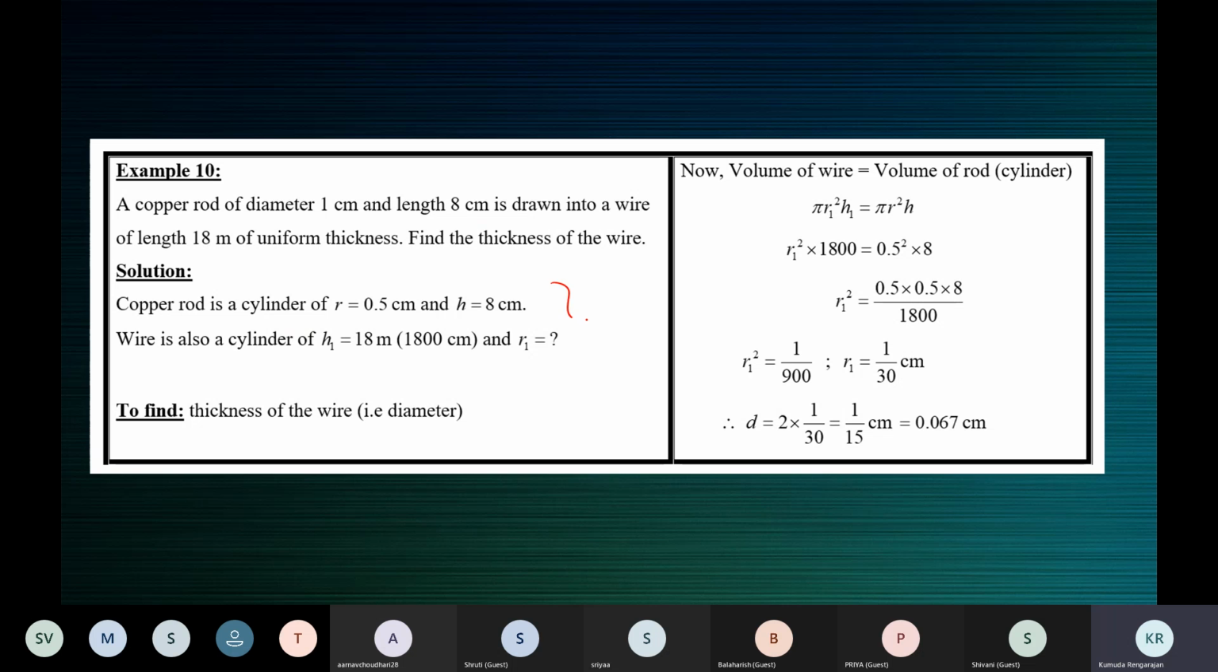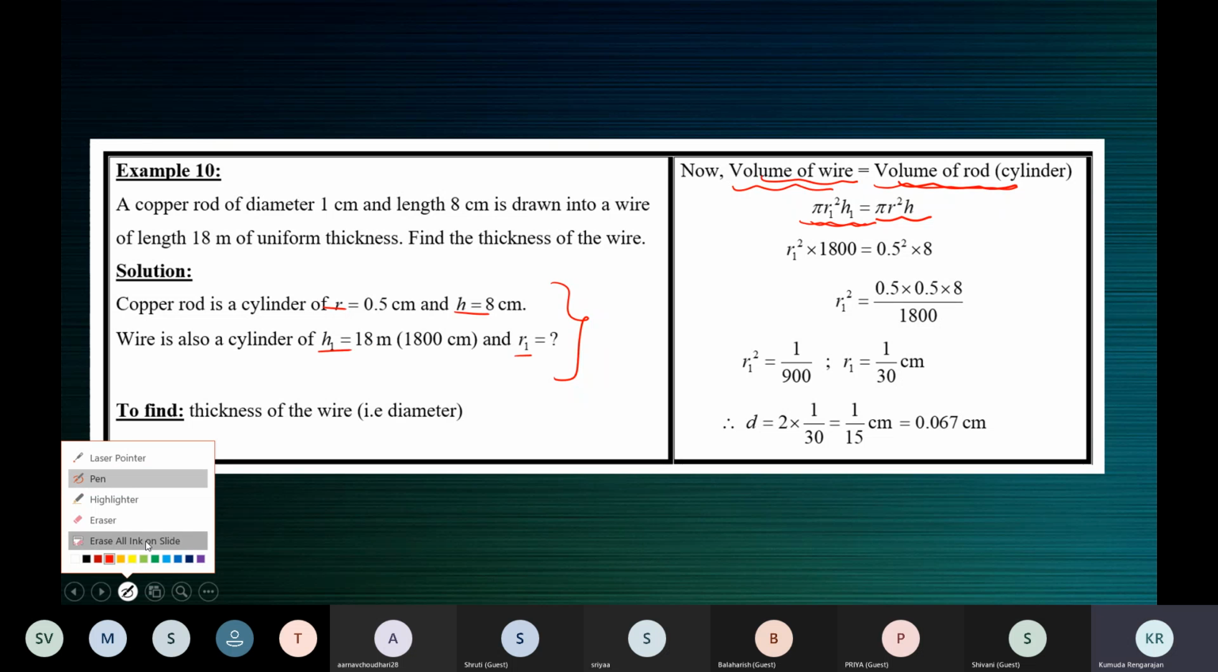So we have collected all the information given here. Now, the volume of the wire is equal to the volume of the rod. The wire is a cylinder, so pi r1 square h1. For the rod we've used r and h, so pi r square h. For the wire we've used r1 and h1, so pi r1 square h1.